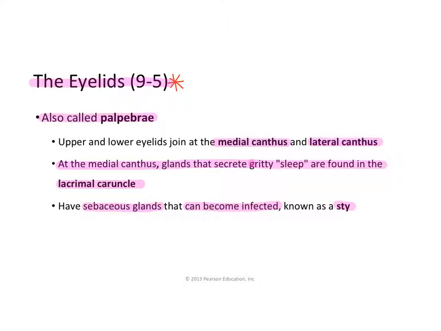The eyelids also have another name called palpebrae. The upper and lower eyelids join at what we call the medial canthus and the lateral canthus. The medial canthus has the glands that secrete gritty sleep found in the lacrimal caruncle. Basically, if you ever woke up with sleep in your eye. They also have sebaceous glands, and they can become infected, and that's known as a sty in your eye.